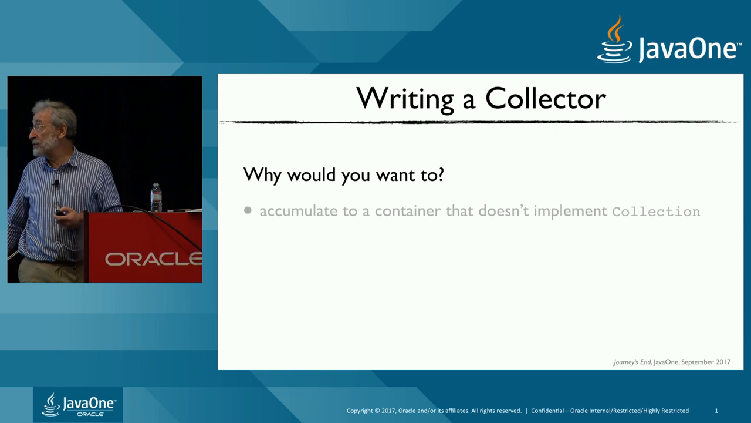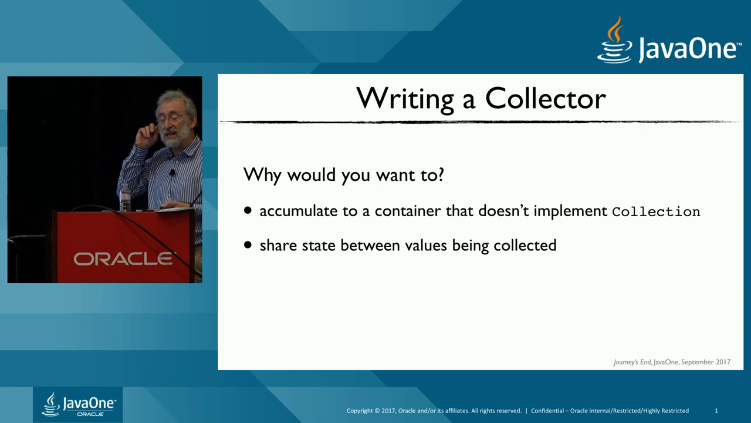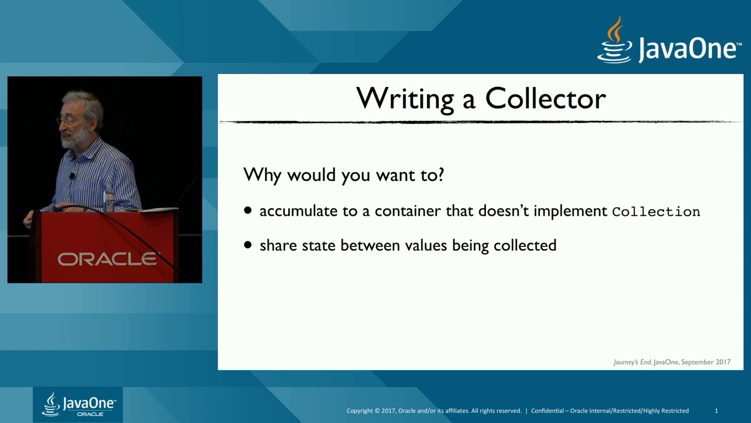But sometimes you might want to. For example, if you wanted to accumulate to a container that doesn't implement Collection, the library doesn't offer you much support for that. Or, in the case that we're going to look at now, supposing you wanted to share state between the values being collected. And that's what we're going to look at now, as an example. That isn't offered by the library ones either.